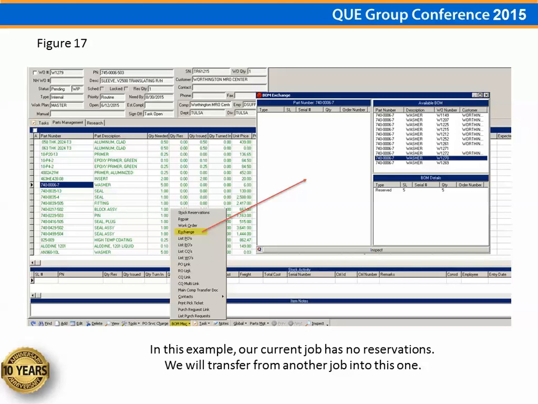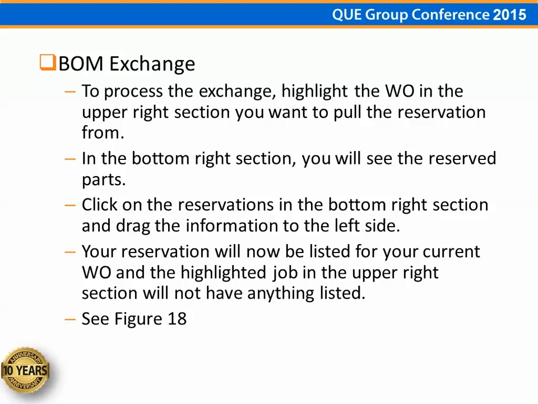So again, you go BOM, Miscellaneous, Exchange, when you're highlighted on the part you want to work with, and your BOM Exchange screen will come up. In this example, our current job has no reservations, so we'll transfer from another job into this one. To process the exchange, all you need to do is highlight, in the work order in the upper right section, the one you want to pull the reservation from.